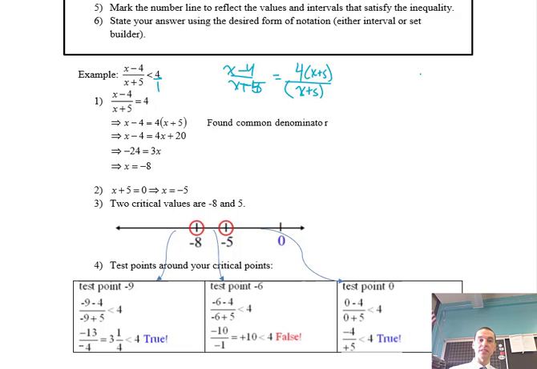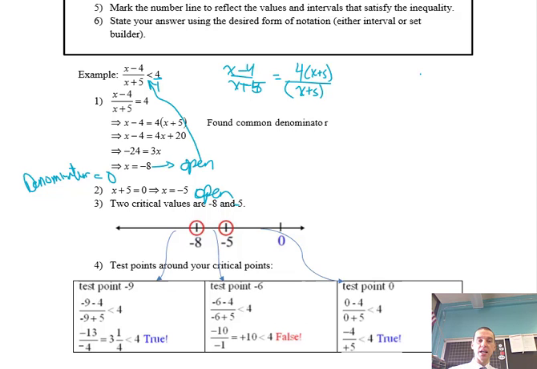We solve it to get x equals negative 8. It's open due to the fact that the inequality is just less than. Then we also set the denominator equal to 0. That's what we did here. This is going to be open also. So our two critical values are at negative 8 and negative 5. That should say negative 5.